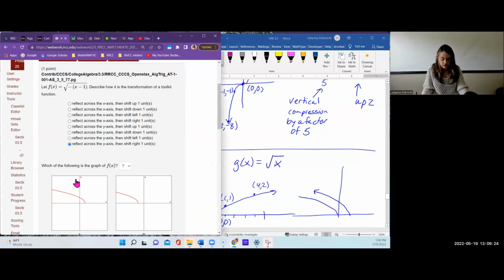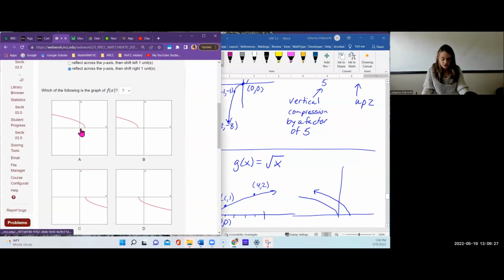Coming down here, it looks like the first one, A, is a possibility. C and D are incorrect because they're vertical reflections across the x-axis. And B is incorrect because it moved to the left one. It's got to be choice A.